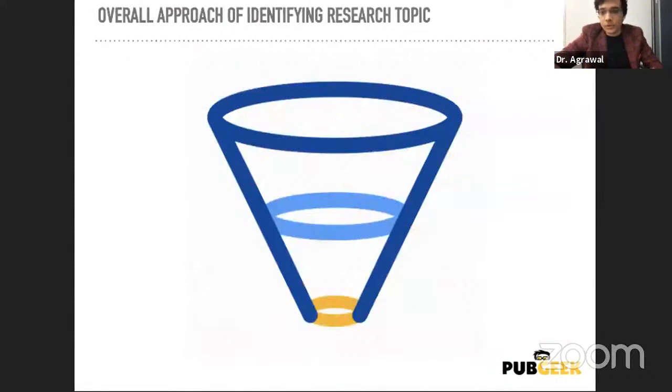So therefore, the overall approach needs to be like a funnel. Start broad with establishing a subject in medicine. Move on to establishing subtopics, then formulate a research question.